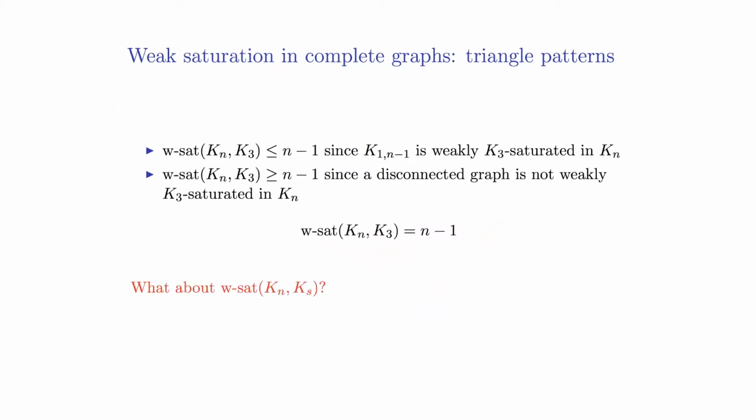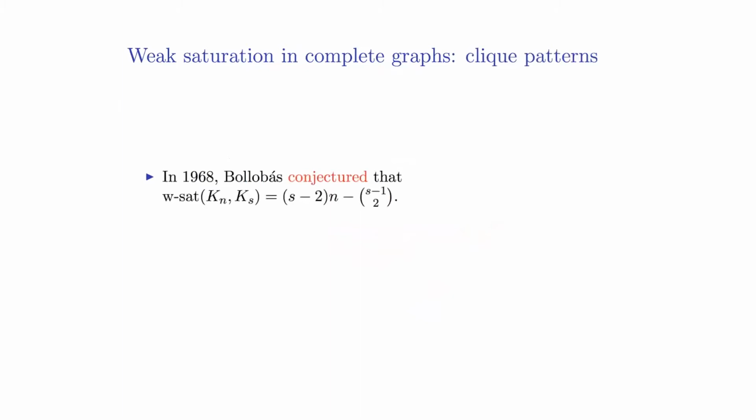The question is what happens when we consider a clique of size s. The conjecture of Bollobás from 1968 was that the weak saturation number equals (s-2)n minus (s-1 choose 2). And it was proved in several papers by Frankl in 1982, by Kalai in 1984, and by Lovász in 1977.